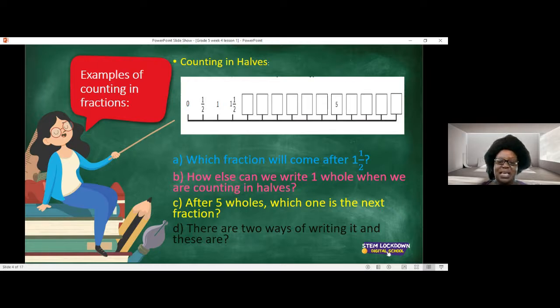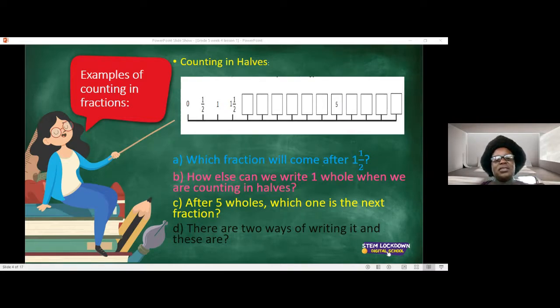I'm sure you have said we write one whole as 2 over 2. And then number C, if you say 2 over 2, you are right. Number C says, after 5 wholes, which one is the next fraction? Here is 5 wholes, and after 5 wholes, if you say that the answer is 5 and a half, you are right. So after 5 wholes, the next fraction will be 5 and a half.